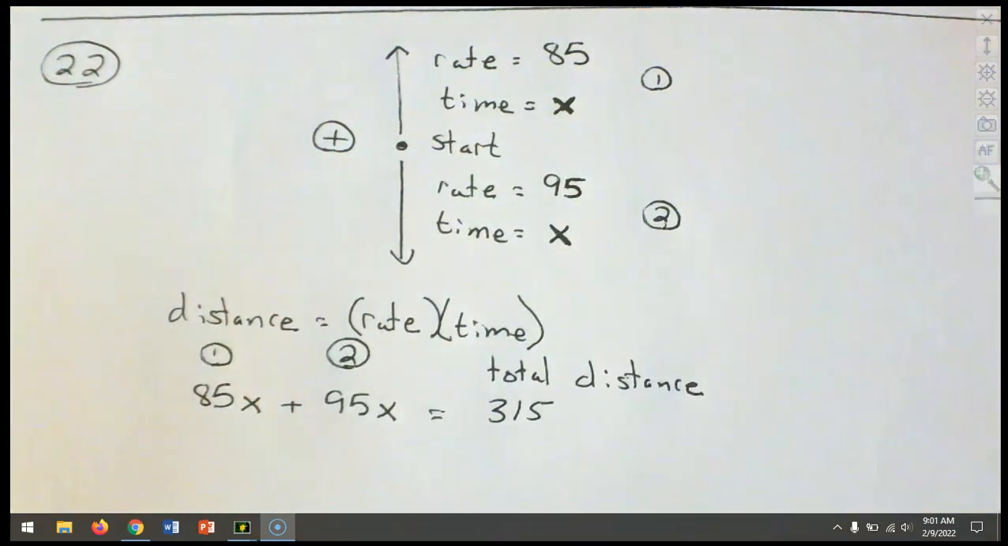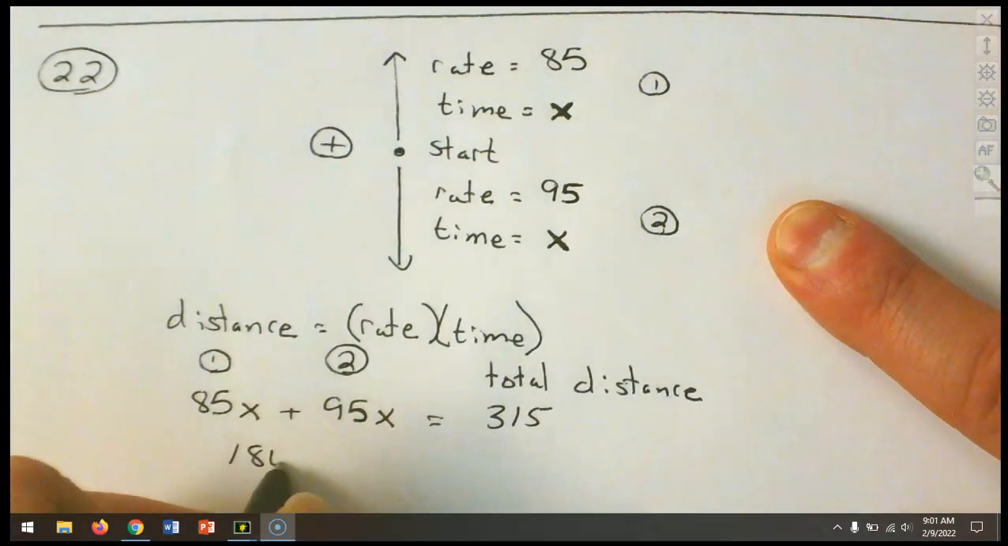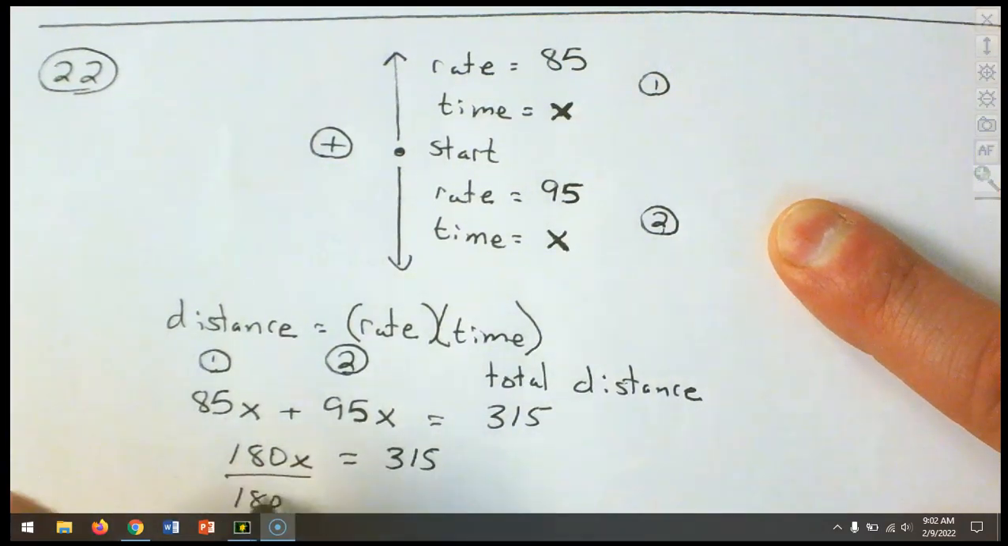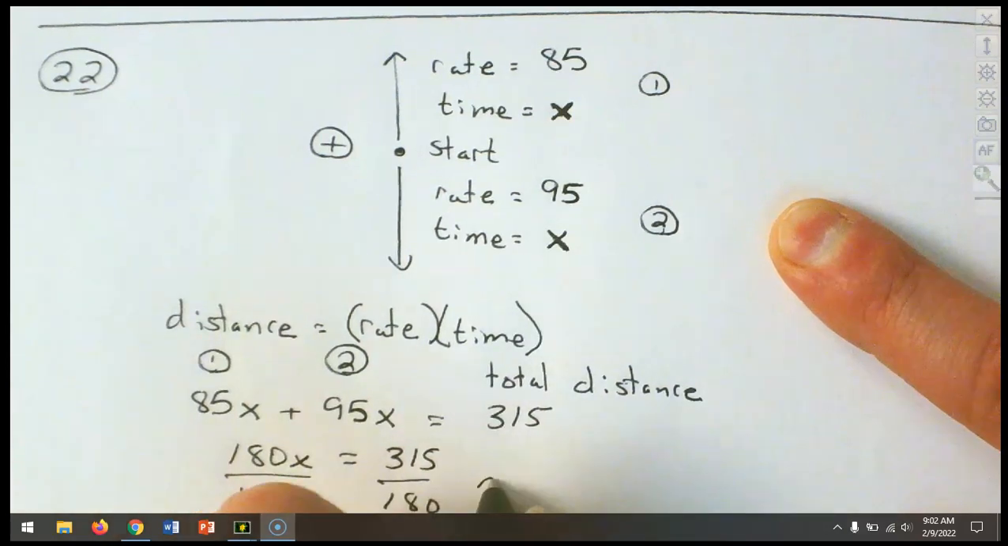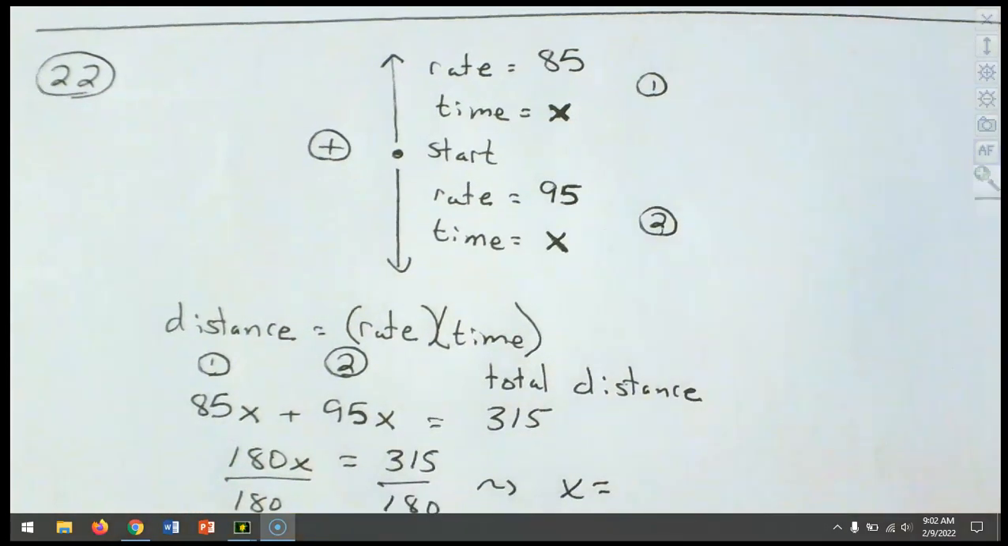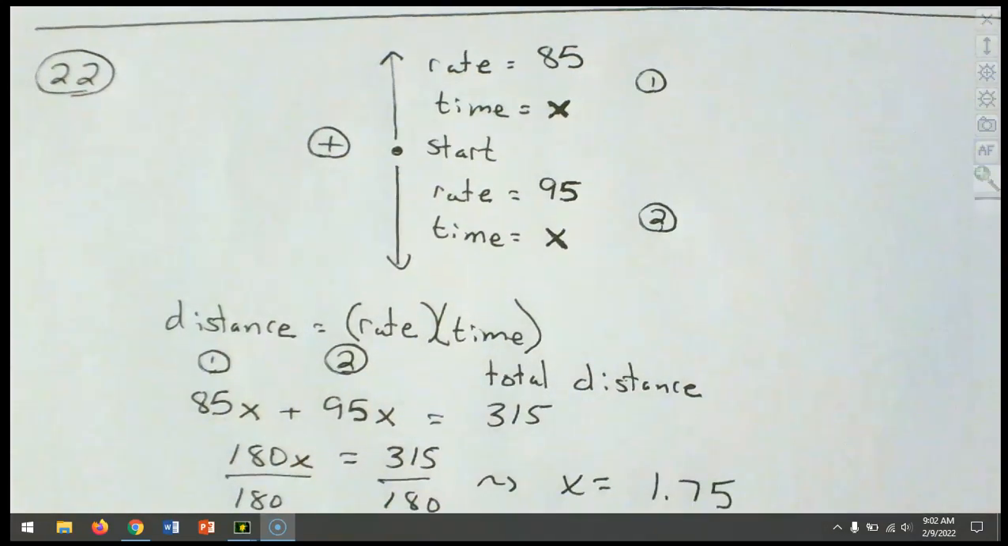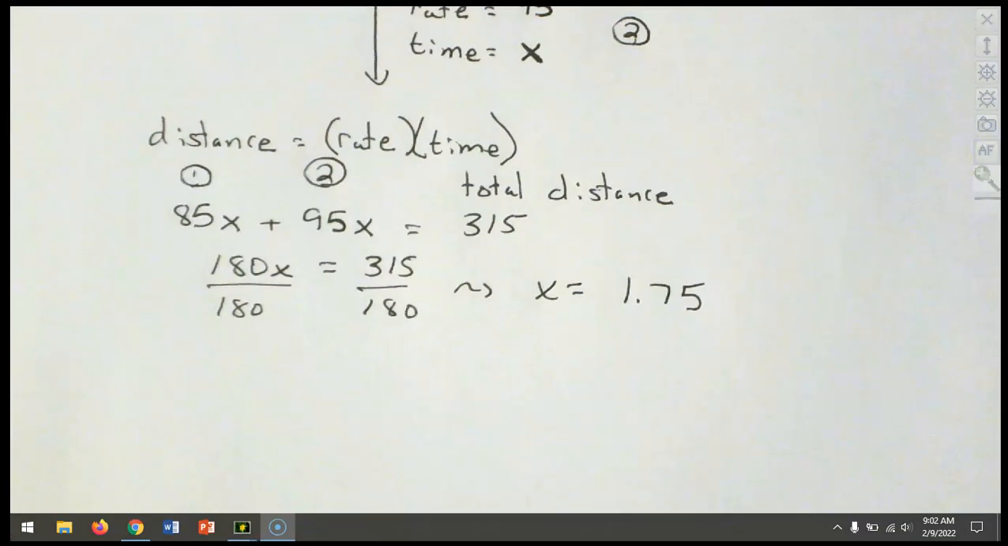Now we've got something that is going to be very, very easy to solve. So add your 85 and your 95 together. That gives you 180. x equals your 315, divide by your 180. And now we've got x equaling, when we divide here, 1.75.